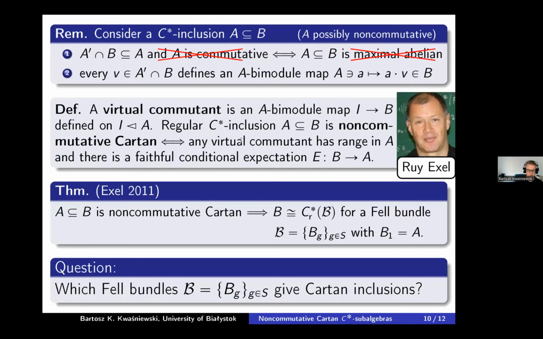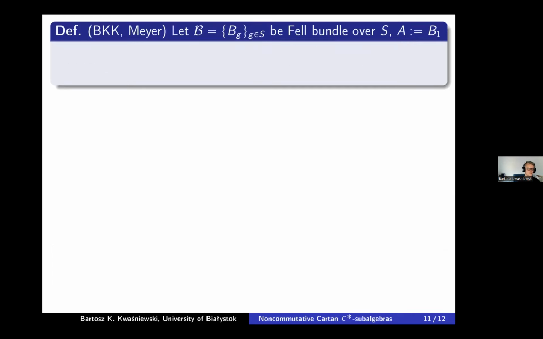So what we want to give answers to, in a sense, consists of two questions. The first question is: which Fell bundles give this condition that any virtual commutant has range in A? And the second is: for which Fell bundles does the reduced cross-sectional algebra have a conditional expectation? For the second question, the answer was known.